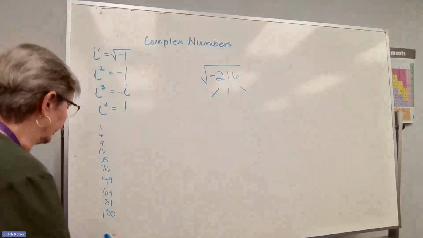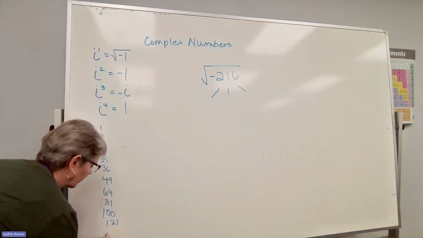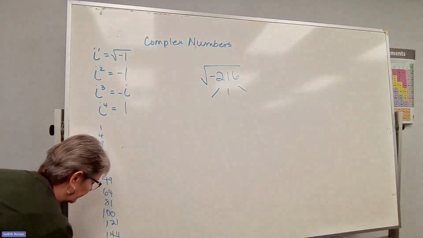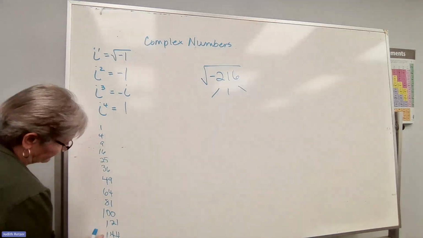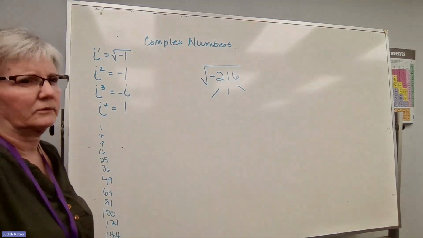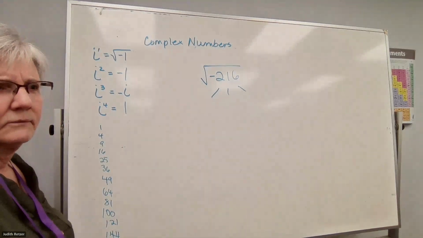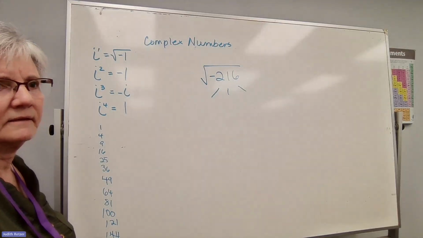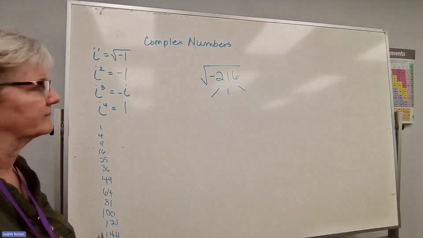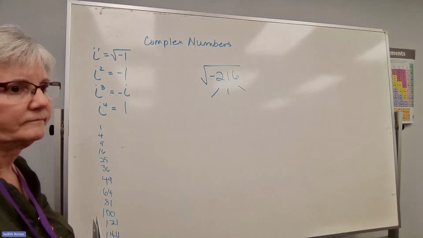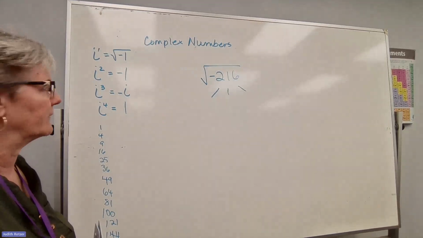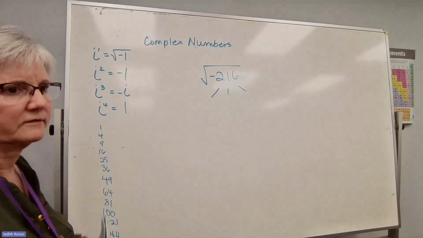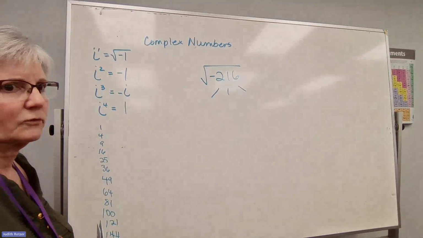Oh, sure. 121, 144, 169. So 11, 12, 13, 14 is 196. And then 15 is 225. If you know those, it will really help you going forward because we're going to do lots and lots of things with squares and square rooting.